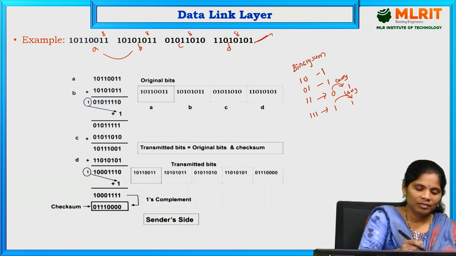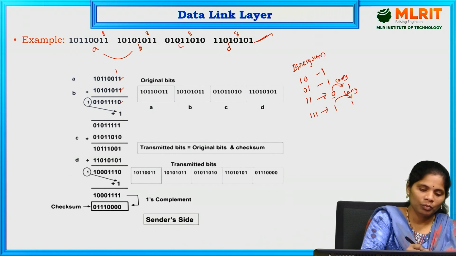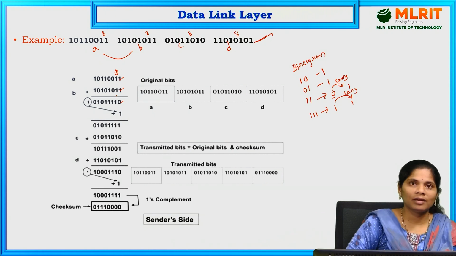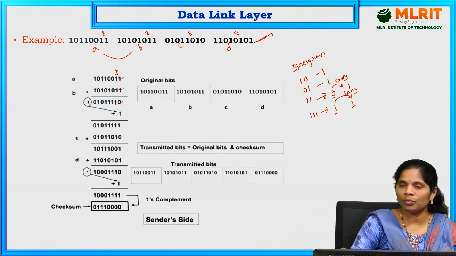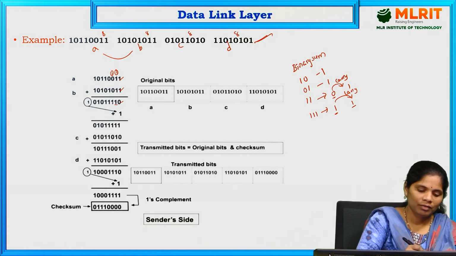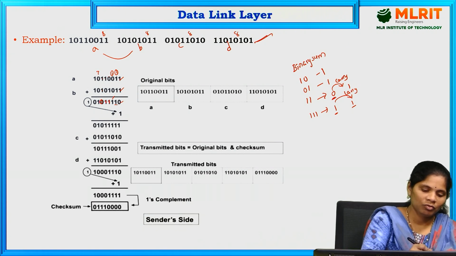So here, first 1 1: two ones give 0, and 1 is carry. Next, total 3 ones give 1, and 1 is carry. Next, only 1 is there, so 1. Next 0 and 1 give 1. Next 1 0 gives 1. Next 1 1 gives 0, and again 1 is carry. And next here is 1.